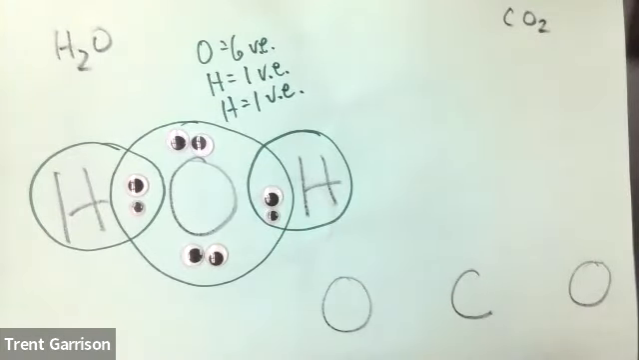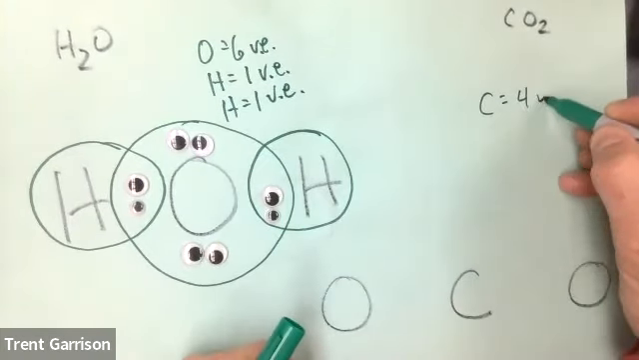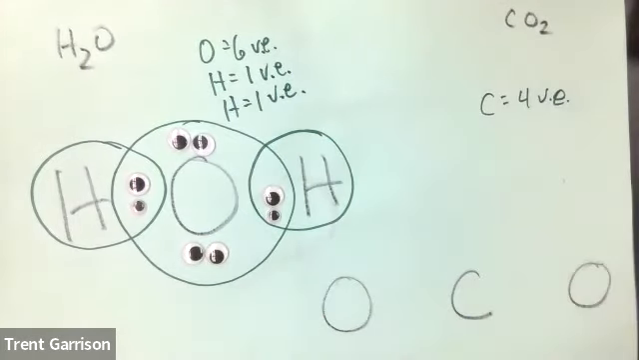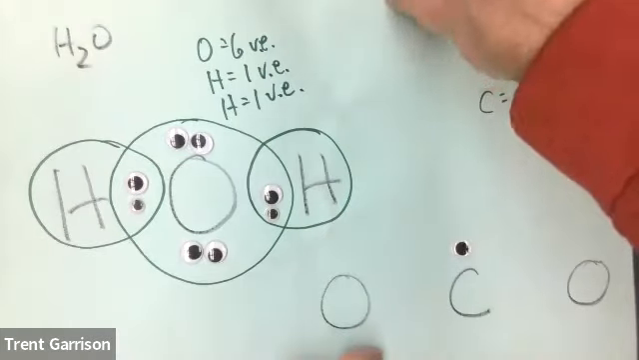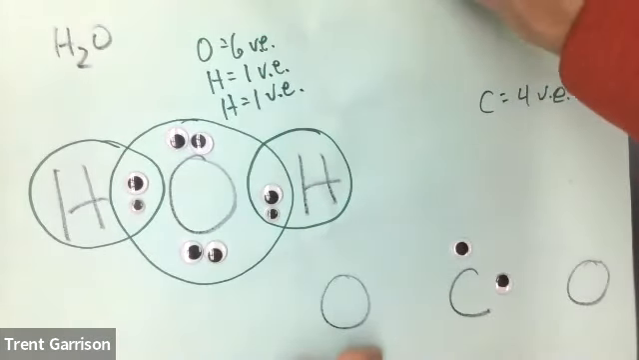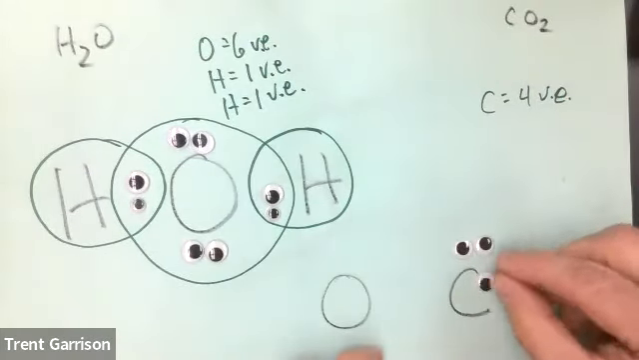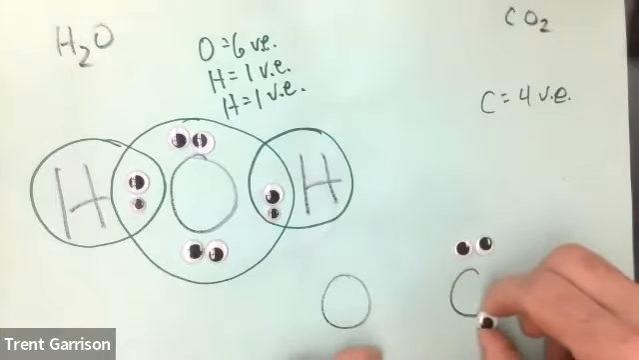The carbon, it only has 4 valence electrons. This is what I should have had on the first example, but I did that incorrectly. The carbon has 4 valence electrons, so I'm going to go ahead and put these around, 2 at the top, 1 at the side, and 1 at the bottom.